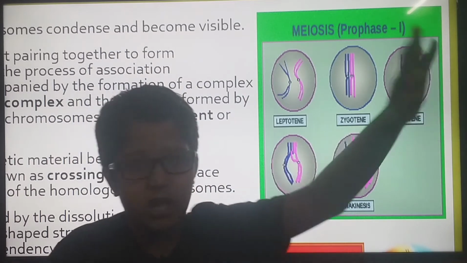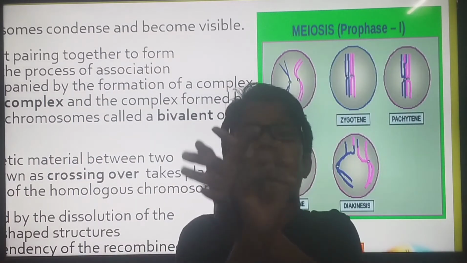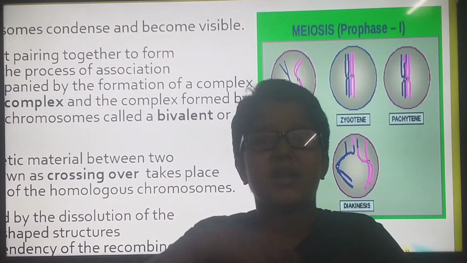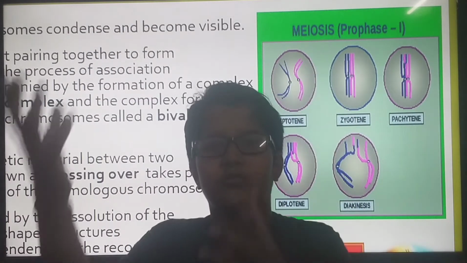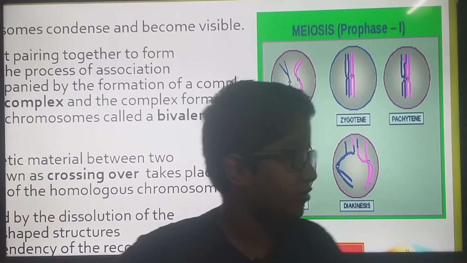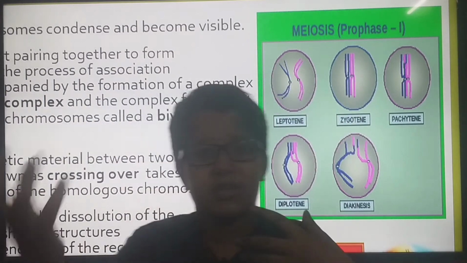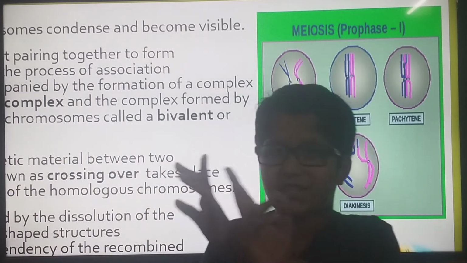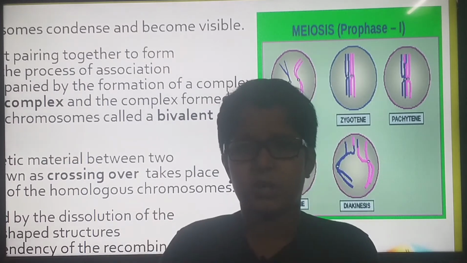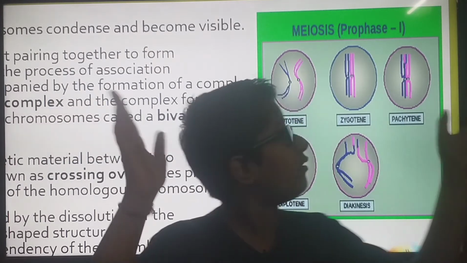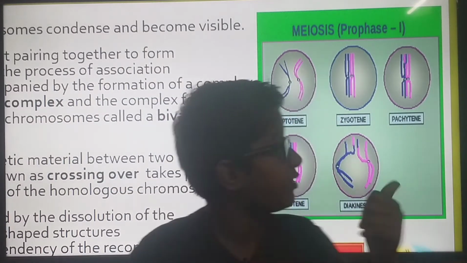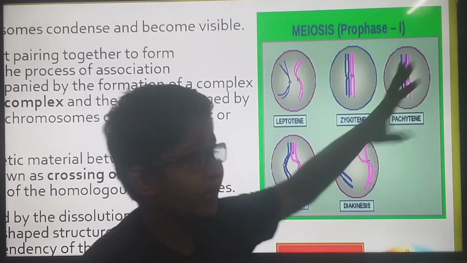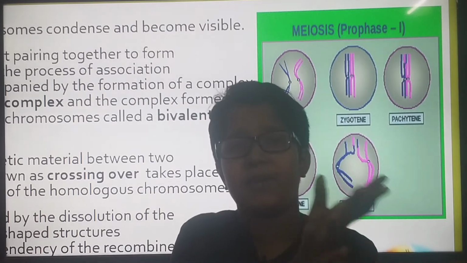So in pachytene, the chromosomes cross over. It means that they exchange genes. They take some genes from one and some genes from the other, from the mother, and then they cross over and exchange genes. They give them to each other. So this crossing over causes hybridness.